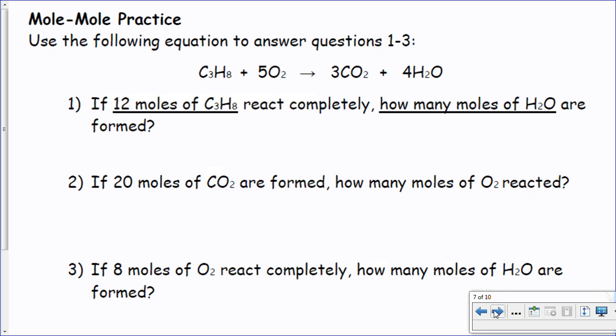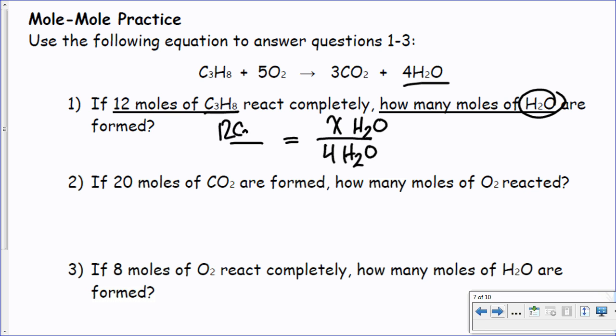Let's get a couple more examples here. Balanced equation. Let's set them up and see. If 12 moles of C3H8 react completely, how many moles of H2O are formed? Well, we start by setting up our blank proportion, and we're relating C3H8 to H2O. So how many moles of H2O are formed? So we've got X H2O on the right top side. The problem says that 4 is the H2O value. The value we're given is 12 C3H8, and that's 1 C3H8 from the equation.